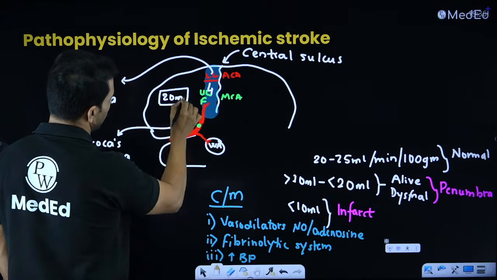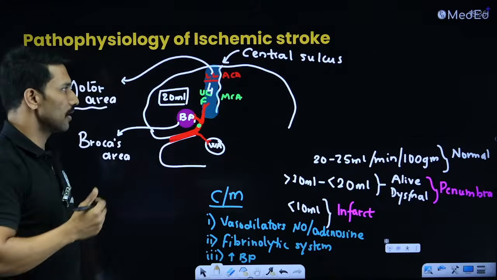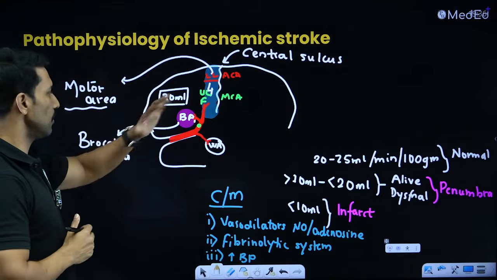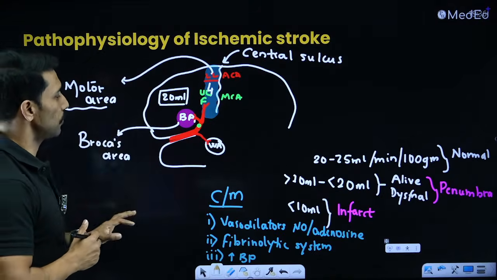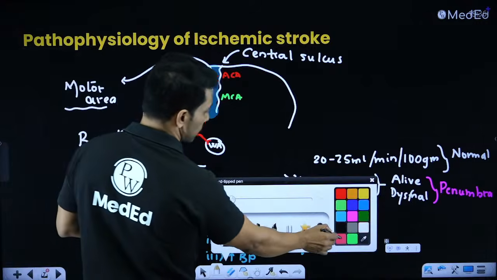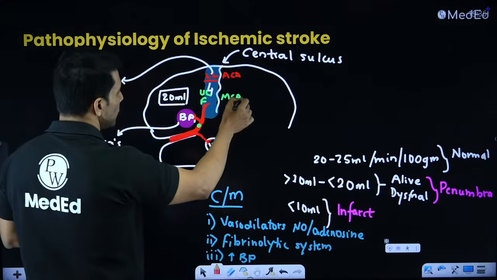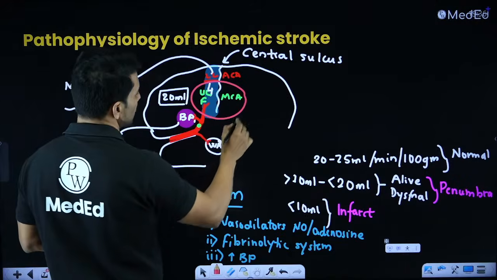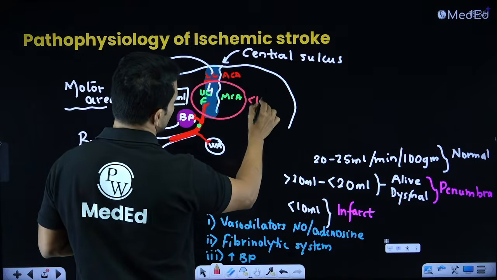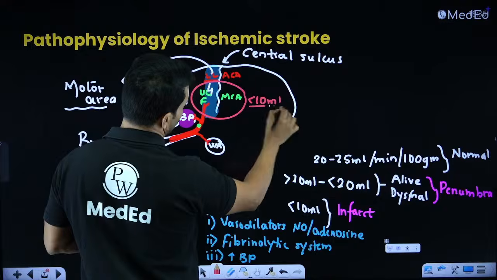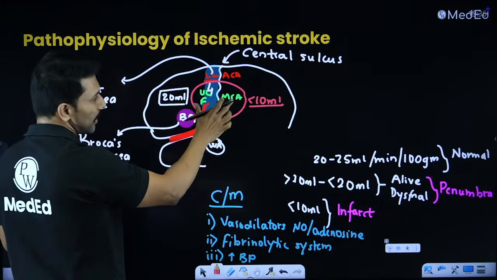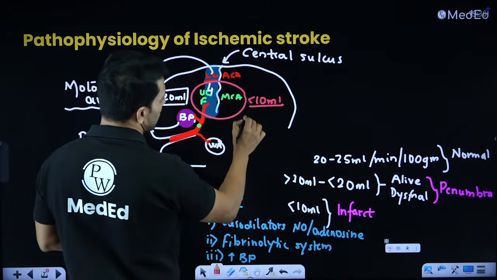Let us say for the rest of the frontal lobe, the flow is 20 ml per minute per 100 gram of brain tissue. So this will be functionally normal, right? It will be doing all its job. But this part of the motor area, let us say the flow here is less than 10 ml. Then what will happen? With less than 10 ml, this part cannot survive. So this will become infarct.